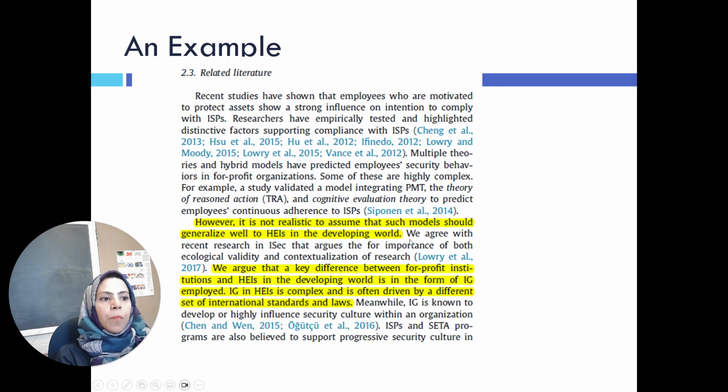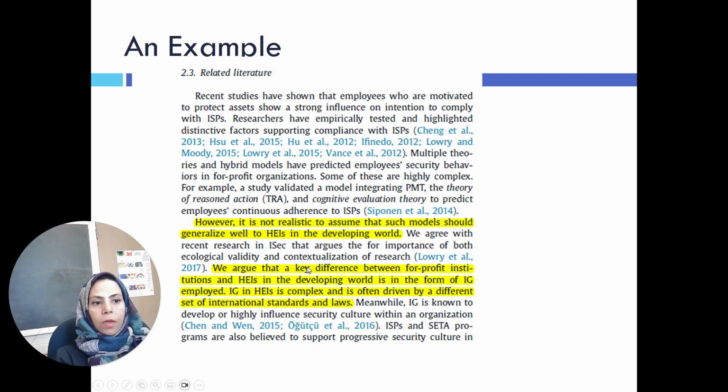So this is their critique, and then they again give this argument. Okay, we agree with the recent research in information security that argues for the importance of both ecological validity and contextualization of research. फिर उन्होंने again evidence दिया. There is evidence that says that whenever you do research in information security, तो उसके अंदर context बहुत matter करता है, which is what they are making the case for. Okay, the context in profit organizations is different than the context in the developing world and in the higher education institutes. And here they critique why.